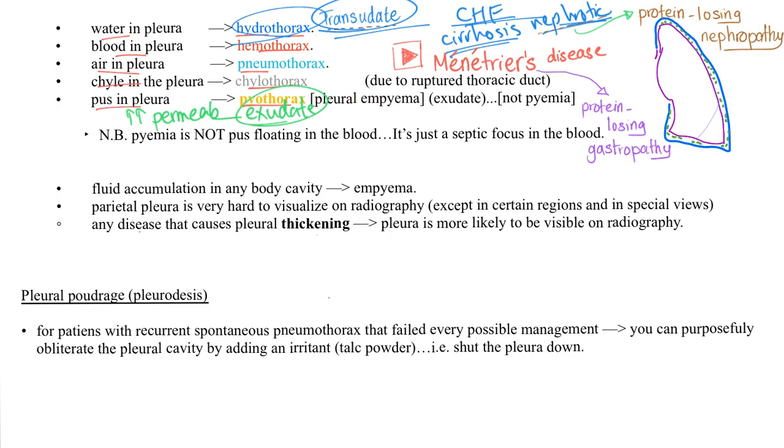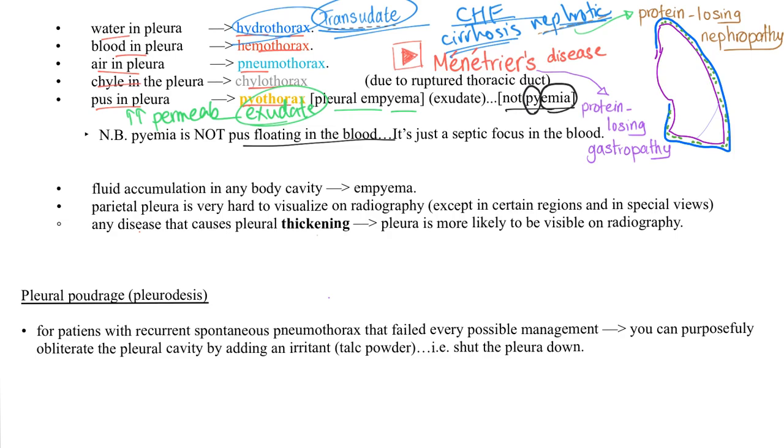All right. Empyema is what? Empyema is pus accumulation in any body cavity. When it happens in the pleura, we call it pleural empyema. And this is not the same as pyemia. Many sophisticated students want to be smart, so they say pyo means pus and emia means blood, so the definition of pyemia is pus floating in the blood.